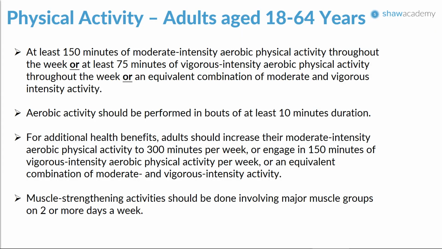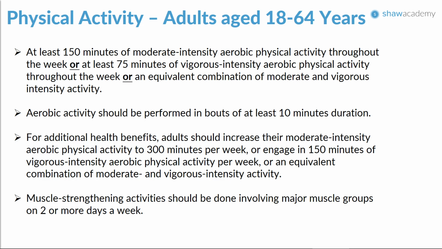So just to give you some definitions then on how much physical activity we should be getting every day. And this is for adults aged between 18 and 64 years. Adults aged 18 to 64 years should be getting at least 150 minutes of moderate intensity aerobic physical activity throughout the week. So that can be broken down evenly or into different types of minutes throughout the week. Or that's at least 75 minutes of vigorous intensity aerobic physical activity throughout the week, or an equivalent combination of moderate and vigorous intensity activity. Aerobic activity should be performed in bouts of at least 10 minutes duration. So for any benefits, it should be done in bouts of at least 10 minutes.